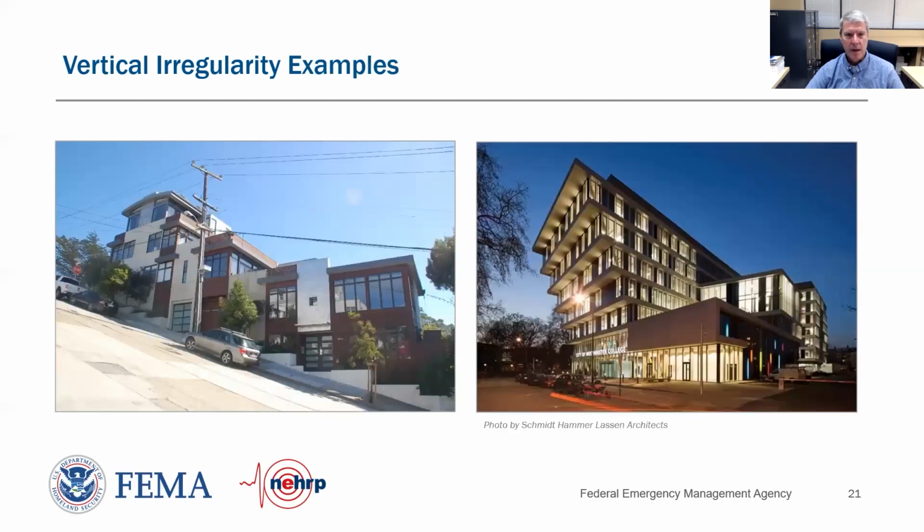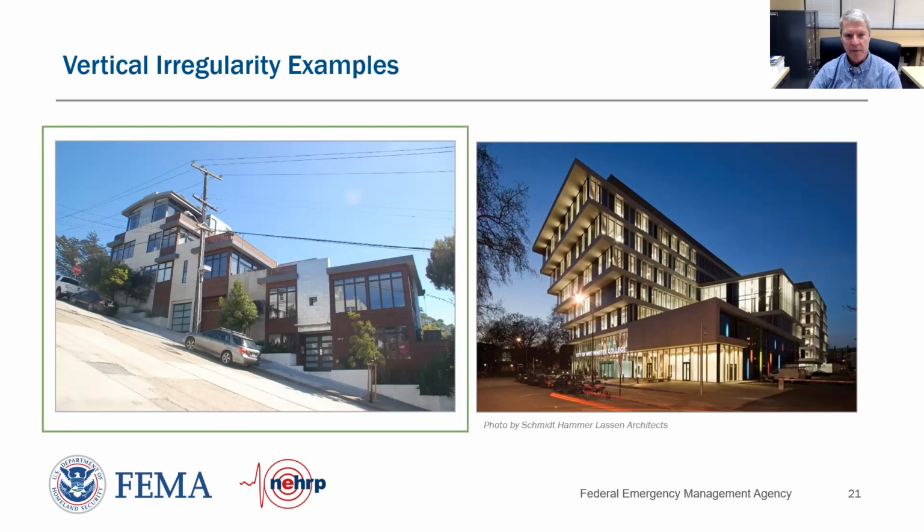Now, here are two pictures of examples of vertical irregularity. On the left, we have a sloping site with a series of wood frame buildings that look like they are supported on it.